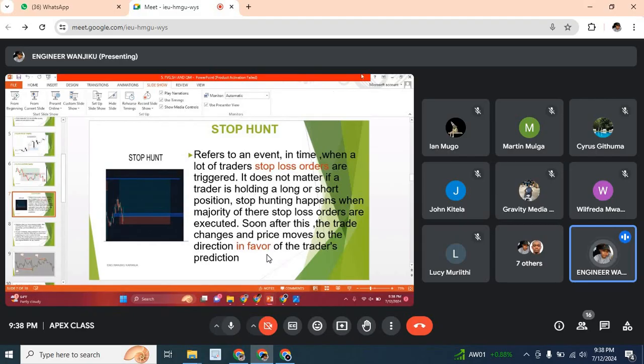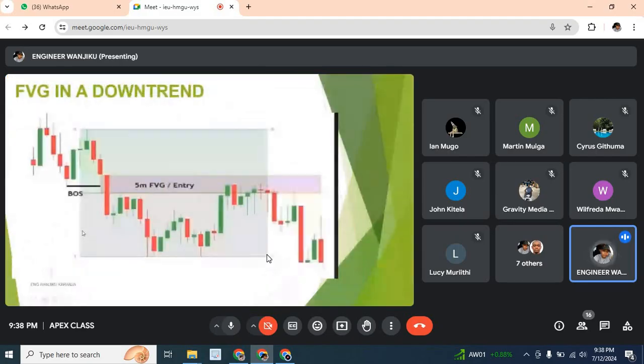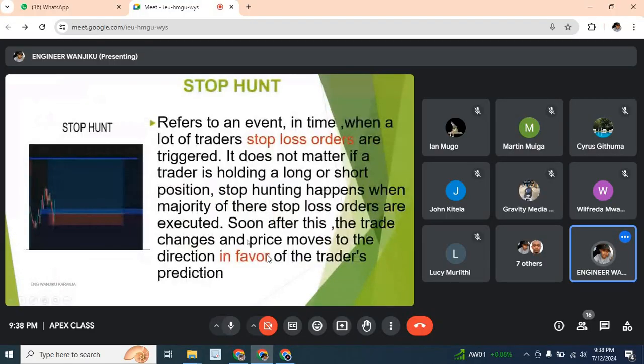For example, in this diagram right here, you can see that this trader's prediction was the market is going to buy. But what the market did, it came and stopped them out. This is a stop loss zone. Remember, we have our entry here, take profit here, and our stop loss right here. So if the market comes and stops you out of that trade, then immediately after stopping you out, it goes in the direction that you had predicted. Then that is what a stop hunt is.